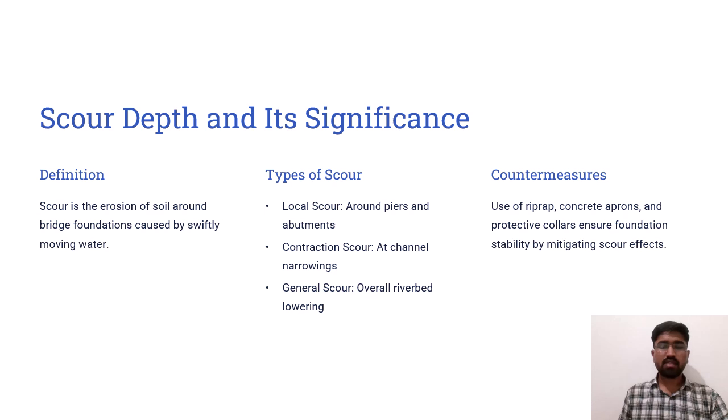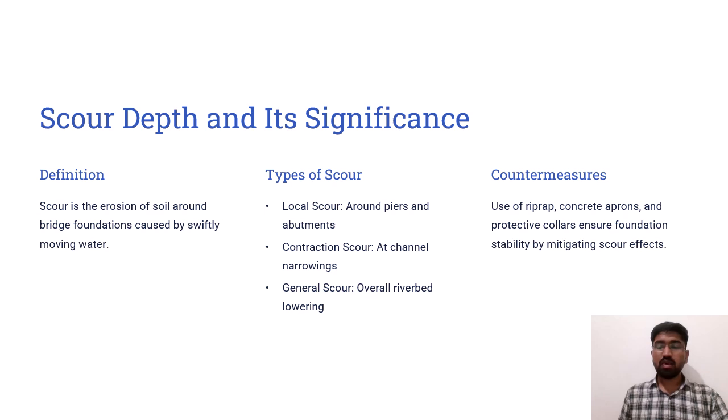Scour depth and its significance. Definition: scour is the erosion of soil around a bridge foundation caused by swiftly moving water. Its types are: first, local scour; second, contraction scour; and third, general scour. In local scour, erosion occurs around the piers of the bridge and abutments. In contraction scour, it occurs at channel narrowings. In general scour, there is overall riverbed lowering.